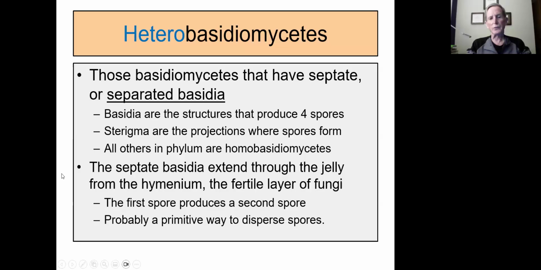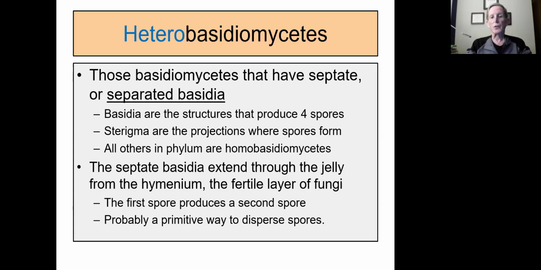At the very end of them, there's this thing called a sterigma, and that's actually the place where the spore is attached and grows. So they're called hetero- because of these septa. All others are called homobasidiomycetes. In other words, they don't have any septa. So I suspect that in the evolutionary progress, the septa were found not to be very effective, and so they got rid of them, again, by random mutation.